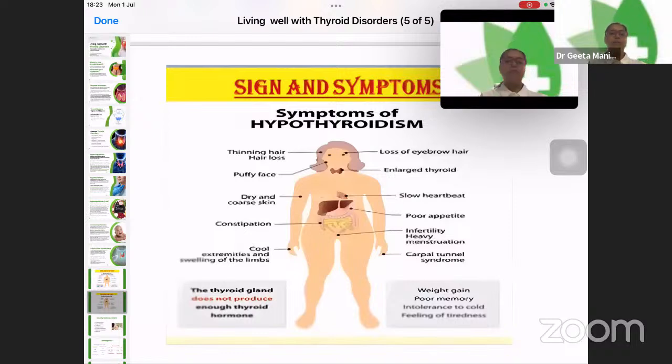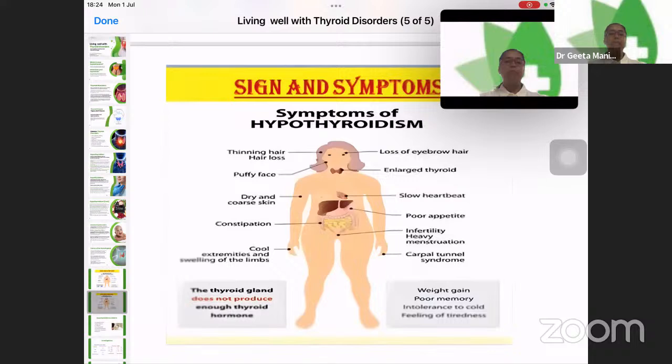Enlarged thyroid, slow heartbeat, poor appetite. In spite of poor appetite, the weight increases. So there is weight gain in spite of poor appetite. Infertility and heavy menstruation. Whereas in hyperthyroidism, there is amenorrhea or scanty menstruation. Carpal tunnel syndrome is one of the commonest findings in hypothyroidism.